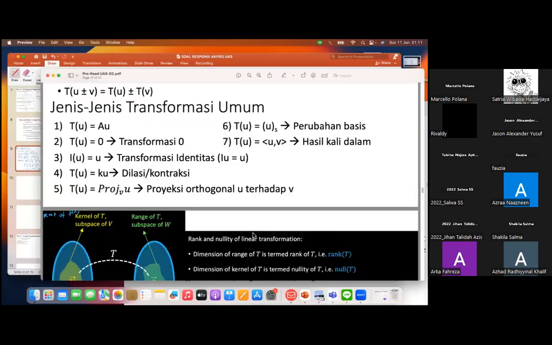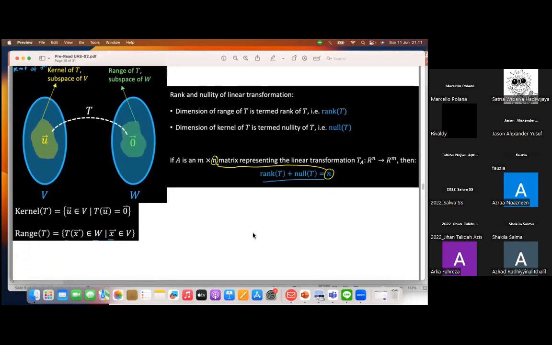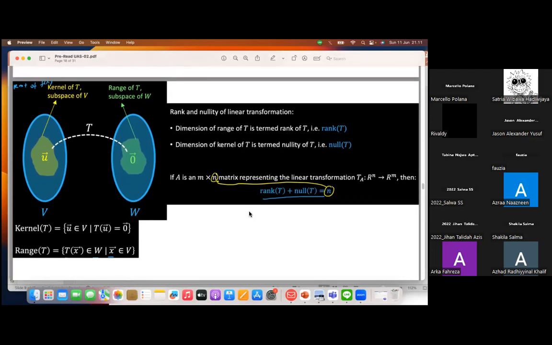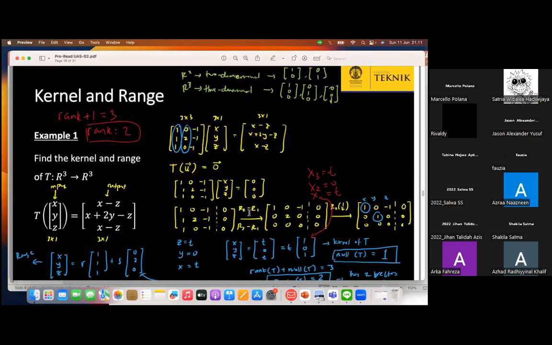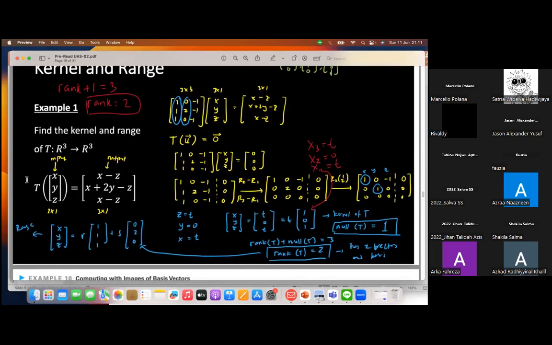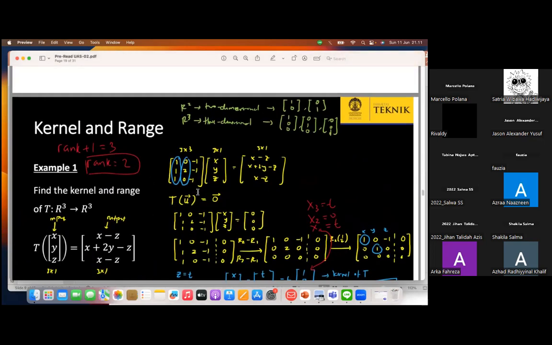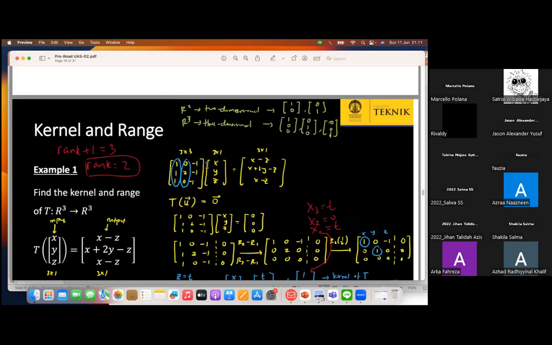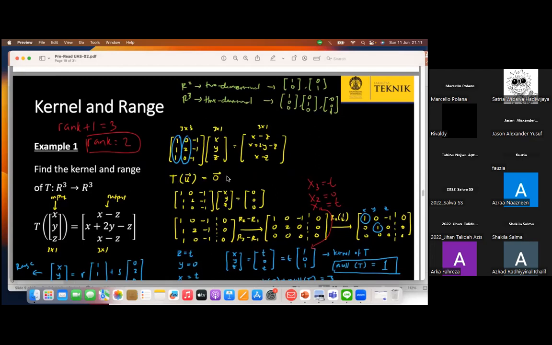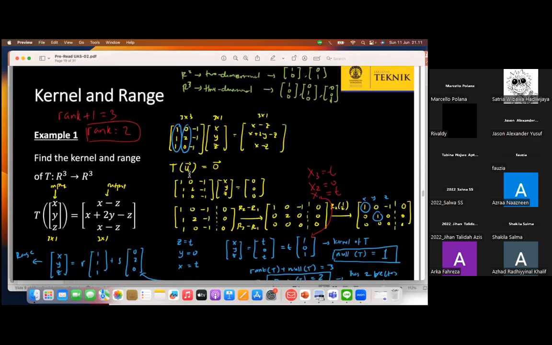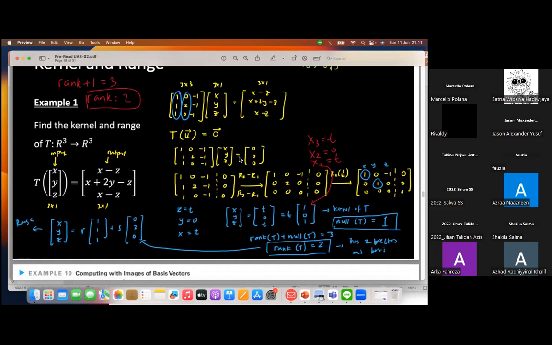Okay, now we go back here. And as mentioned before, we have kernel and range. Now we go here, kernel and range. Let's say we have a transformation like this. So the first thing that we should do is to convert the outcome into matrix form, like this. Then we solve for this, for a zero transformation, like so.